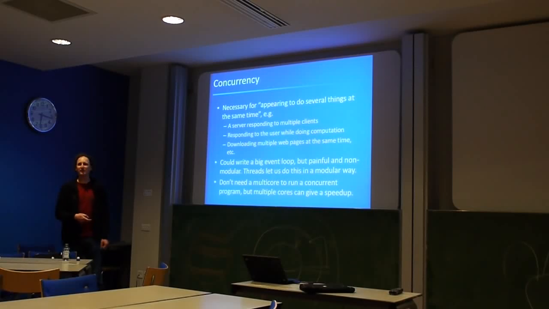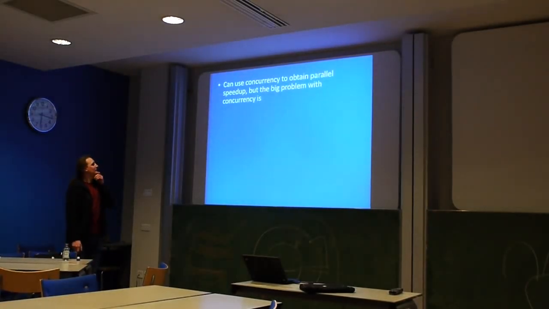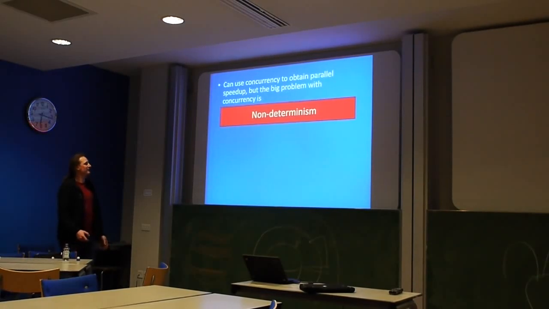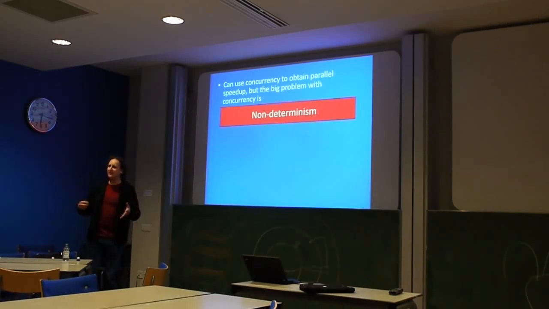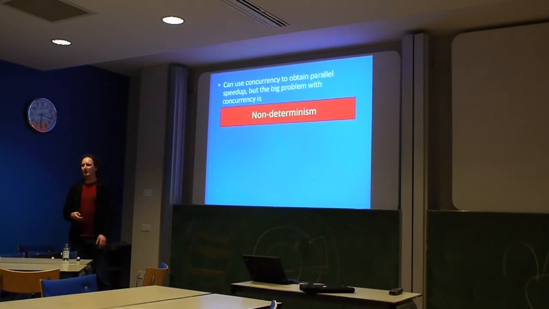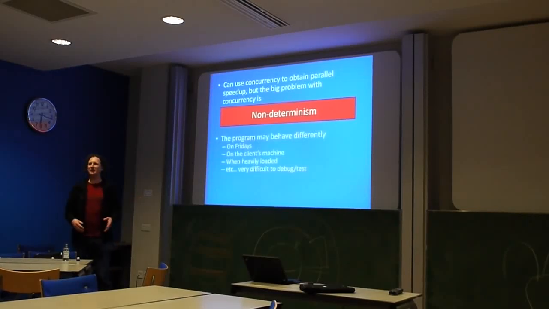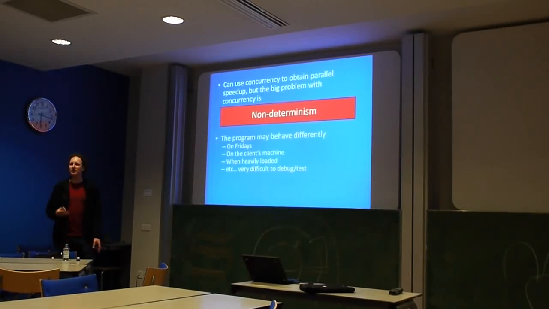And indeed, you can use that to write parallel programs. But the big problem with doing that, of course, is that concurrent programming is non-deterministic. You've got these multiple threads all doing side effects at the same time, or having some interaction with the real world. And the order in which they interleave gives non-deterministic results. So we don't like programming with non-determinism because it means that your program does different things depending on the particular environment in which it's running. So it might be a different thing on Fridays, it might be different on the client machine, and so on. It's very hard to debug and test these programs because you can't be sure of eliminating all the possibilities.